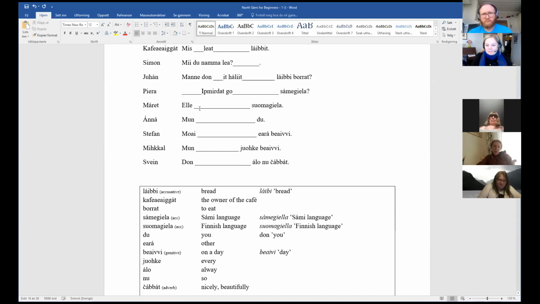Elle ipmirdatko suomen kielä? Yeah, that's good. Then you make a question out of it. Elle ipmirdatko suomen kielä? Elle, do you understand Finnish? Good. And what about Anna?